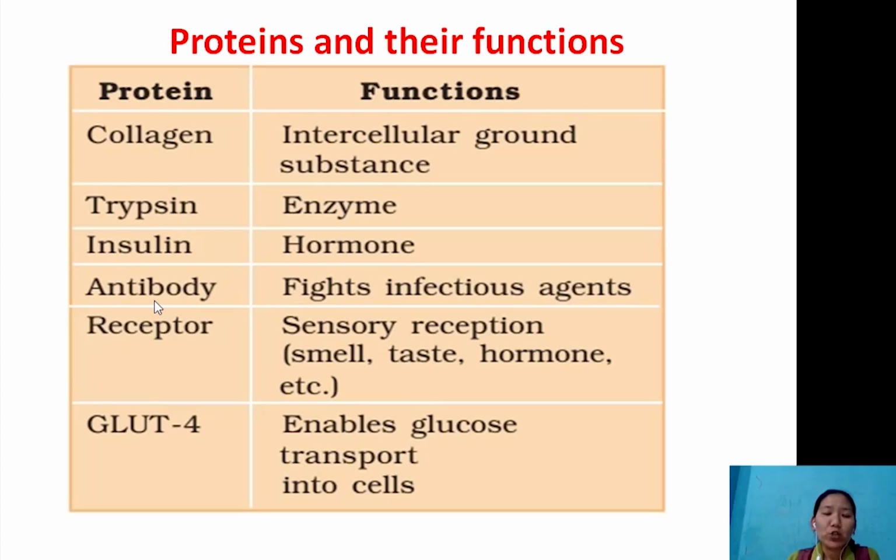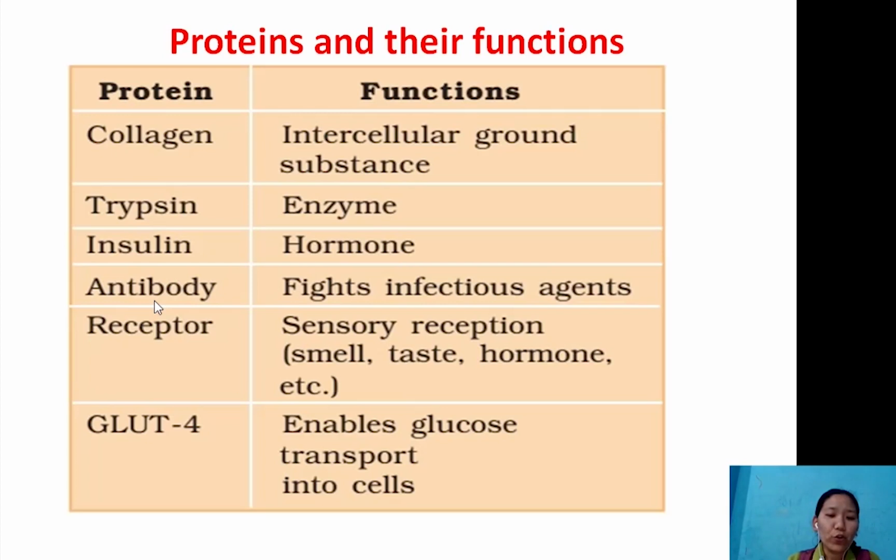Next, antibody. Whenever we have any infection, our body has its own defense mechanism. Our body tries to fight off the pathogens or the infectious agents by producing a protein called an antibody. Next, a receptor. These receptors are special proteins present on the sensory receptor cells, which receive the signal, or stimuli.